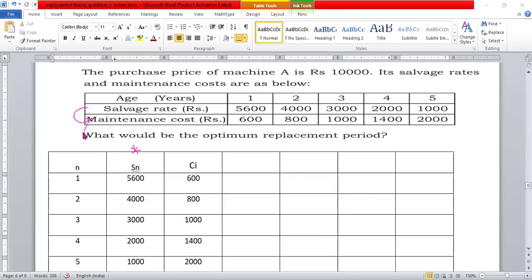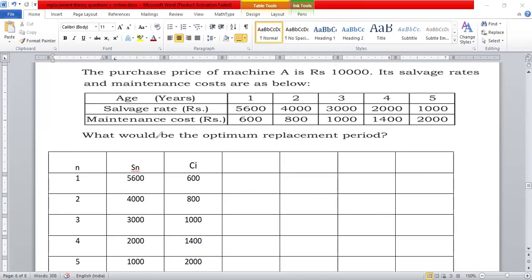So the age column is given, so that should be considered as N. After that, the salvage rate, so that is S of N, not CI. Maintenance cost is given as CI. Okay, clear? Three columns are given. S of N: 5,600, 4,000, 3,000, 2,000, and 10,000. Finally CI: 600, 800, 1,000, 1,400, and 2,000.